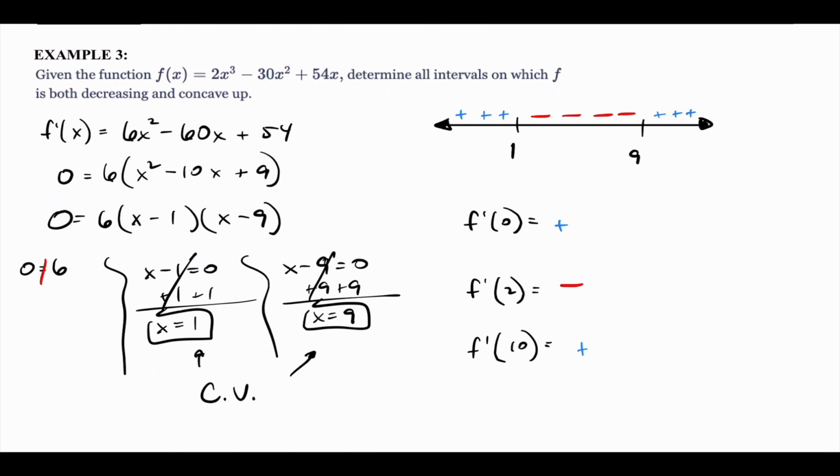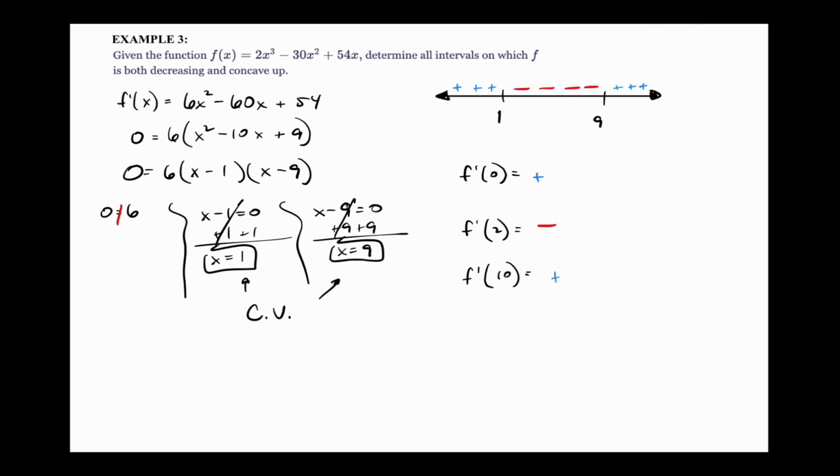So I know it's decreasing between 1 and 9. So I don't care less than 1. I don't care greater than 9. I'm focused on 1 to 9. That's where it's decreasing. Now let me find where it's concave up. Second derivative.